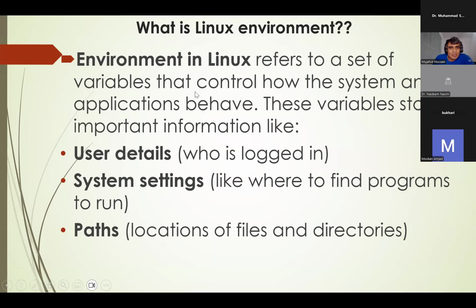Okay, so when you have installed Windows Subsystem for Linux, next what you need is the Linux environment. A Linux environment is a set of variables that control how the system and applications behave. These variables store important information like user details, system settings, and paths. Next, we need to install the Linux environment. It will control everything that we are going to install on our Linux system, for example, packages that we are going to use for RNA-seq analysis or genomic analysis. Everything will be controlled by the Linux environment.